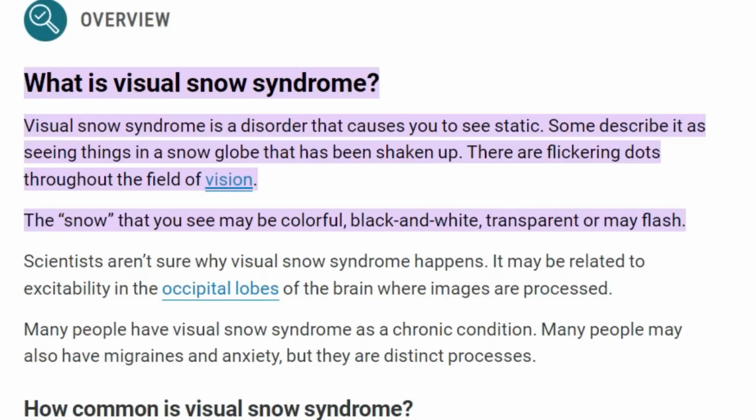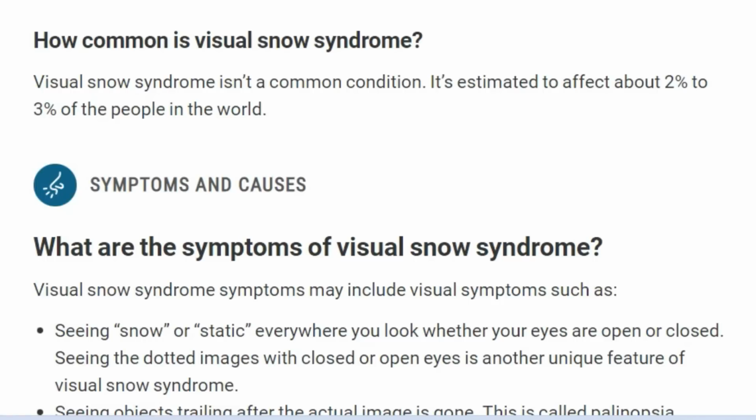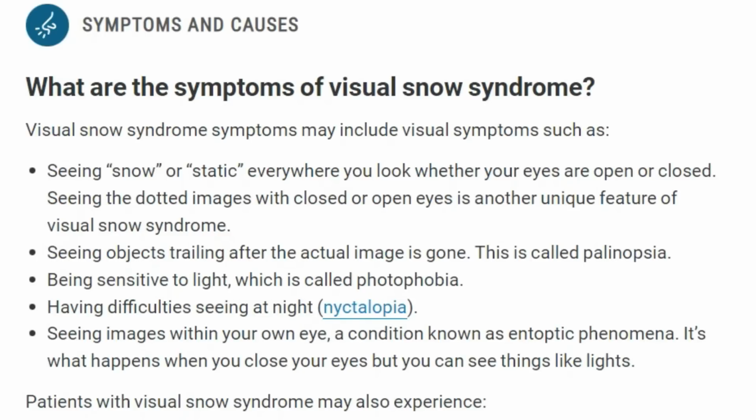Scientists aren't sure why visual snow syndrome happens. It may be related to excitability in the occipital lobes of the brain where images are processed. Many people have visual snow syndrome as a chronic condition. Many people may also have migraines and anxiety, but they are distinct processes. Visual snow syndrome isn't a common condition. It's estimated to affect about 2% to 3% of the people in the world. What are the symptoms of visual snow syndrome?